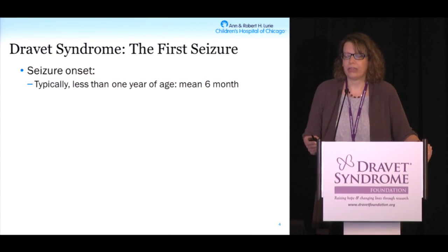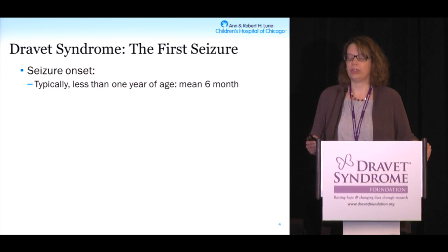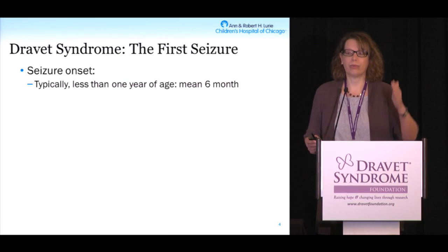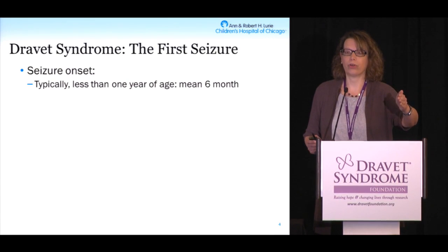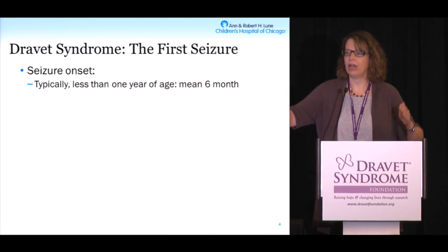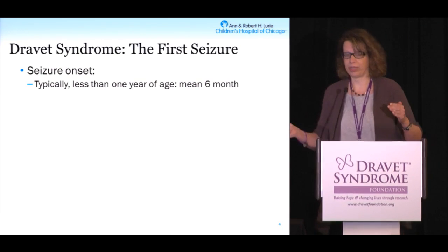So typically, as we said, the first seizure is less than 1 year of age with a mean of 6 months. However, realize there's nothing special about that first birthday, where if you have a seizure the day before, you have Dravet syndrome, and if your first seizure is the day after, you do not. Obviously, there's a bit of a spectrum.